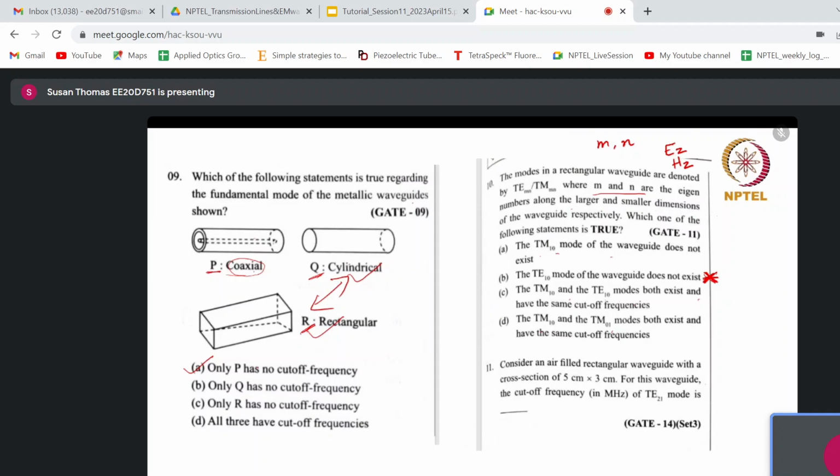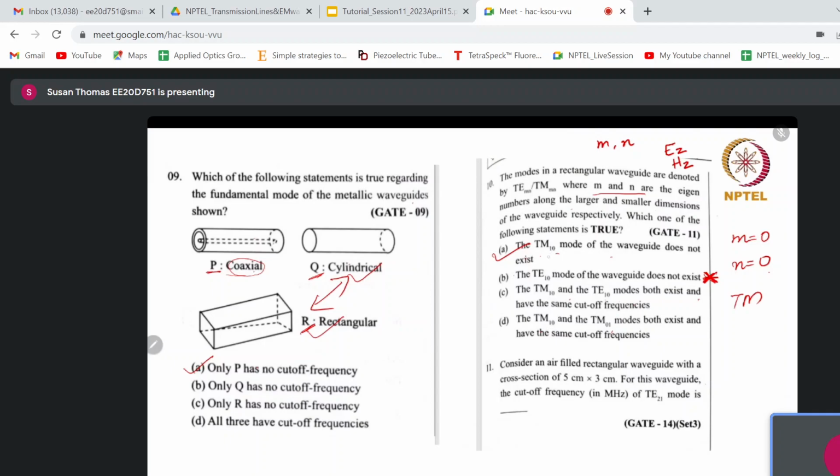So if M or N, say M equal to 0 or N equal to 0, in case of a TM mode, M equal to 0 or N equal to 0 or both 0 is not possible. Okay, so we know that TM cannot exist. TM10, TM01, those kind of modes do not exist. So the answer is option A, that is TM10 mode does not exist.